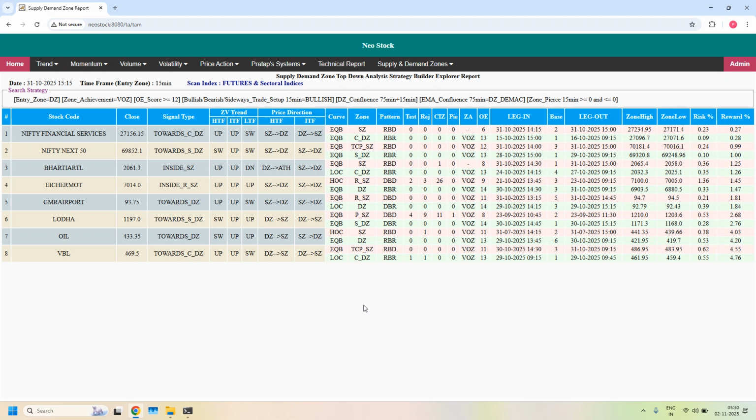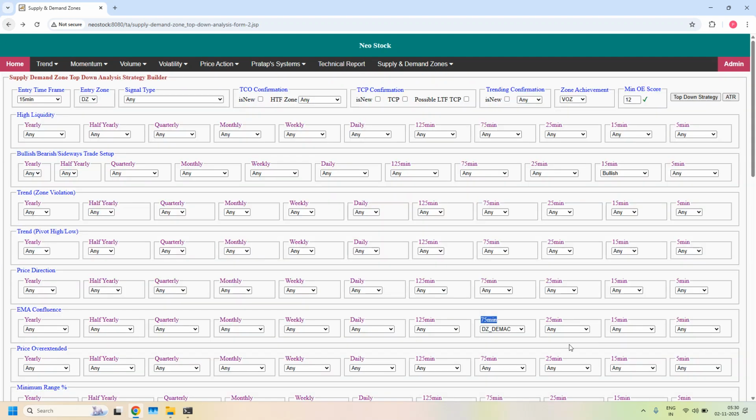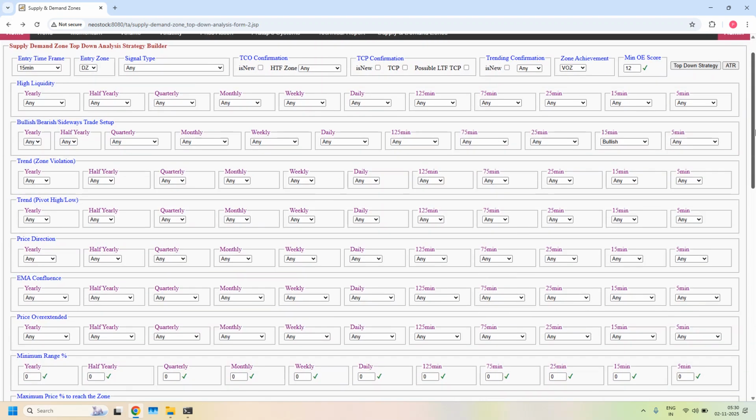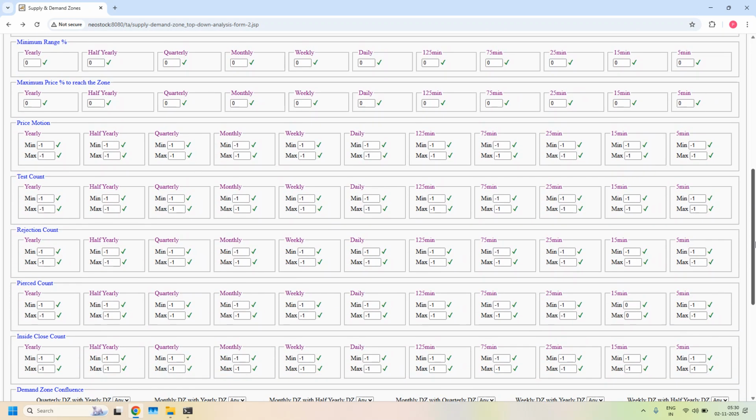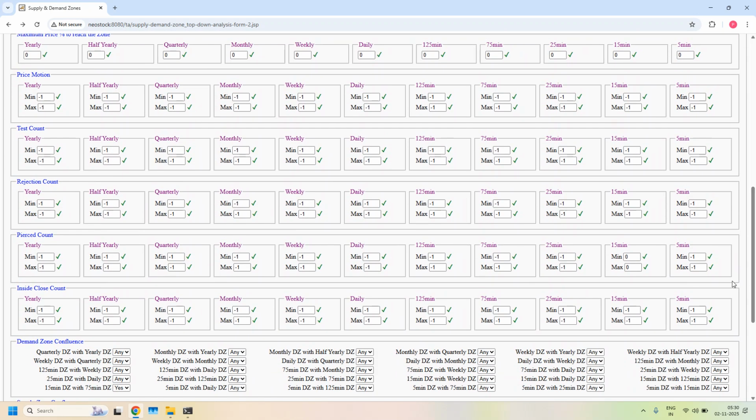Okay, this is as per the first strategy. Next, we will apply the second strategy: LTF, ITF and even HTF demand zone confluence. After that, HTF demand zone with HTF EMA confluence. So I am removing the ITF EMA filter. In the demand zone confluence, we have to set 3 filters: LTF, ITF, HTF.